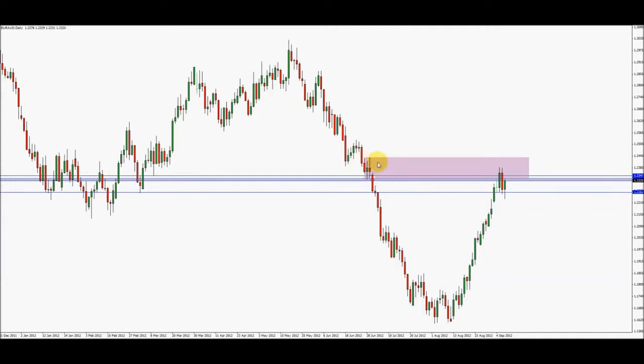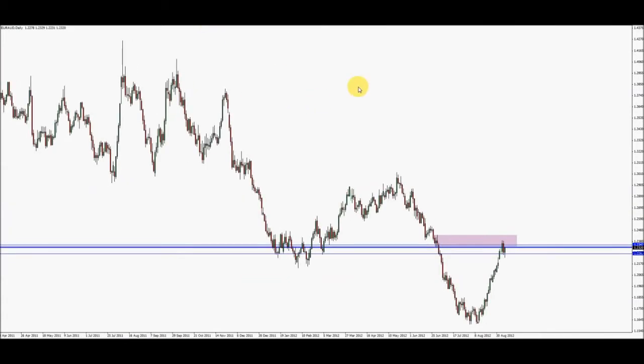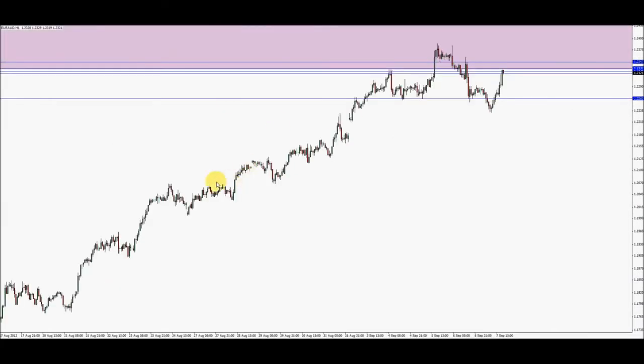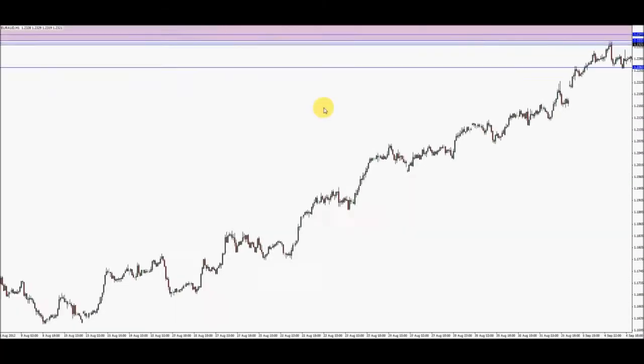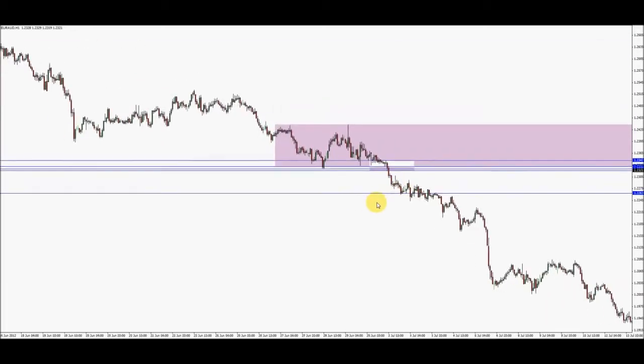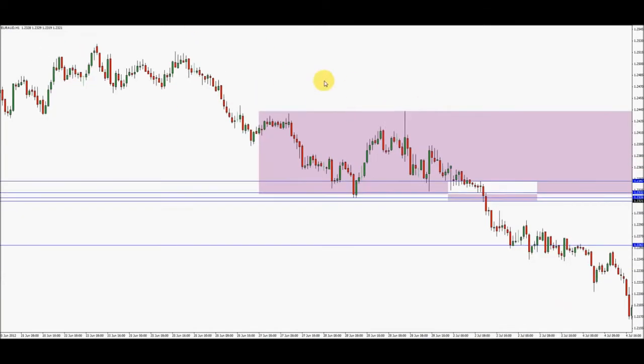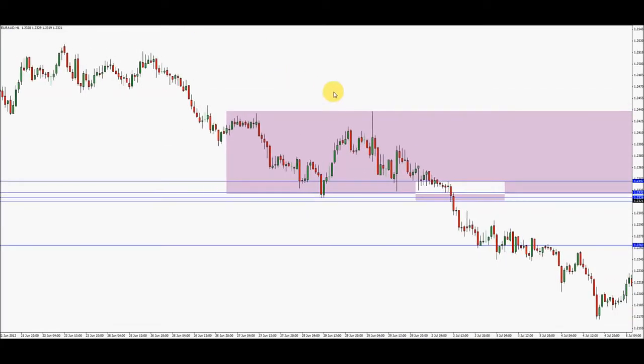So I want to start zooming in and try and split this whole zone up into smaller segments. So if I go down, let's go down to 1 hour. I want to scroll back. So this is the whole zone. Now, zoom in. Here we can see the two previous breakouts.